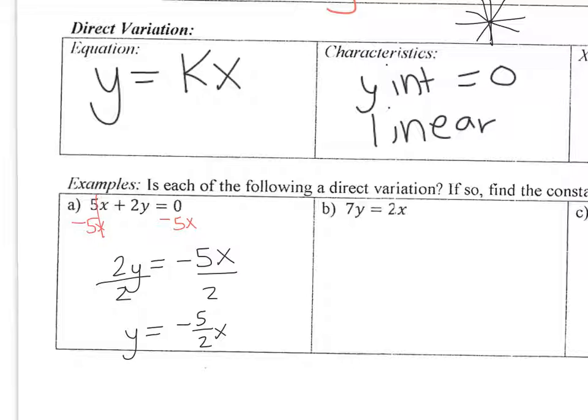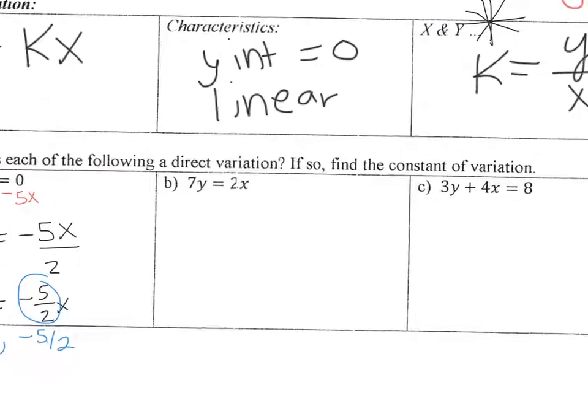So is this direct variation? Is it y equals a number times x with no constant? So this is yes. The constant is negative 5/2. That's the number in front of x. That's your slope. So yes, this is direct variation, and your constant of variation, which is the k, which is your slope, which is your number in front of x, is negative 5/2.